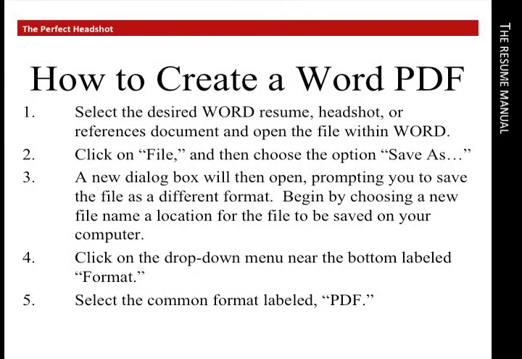How to create a Word PDF. If you are not familiar with creating PDF documents, use the following steps to easily create a Word PDF. 1. Select the desired Word resume, headshot, or references document, and open the file within Word. 2. Click on File, and then choose the option Save As. 3. A new dialog box will then open, prompting you to save the file as a different format. Begin by choosing a new file name and a location for the file to be saved on your computer. 4. Click on the drop-down menu near the bottom labeled Format. And 5. Select the common format labeled PDF.